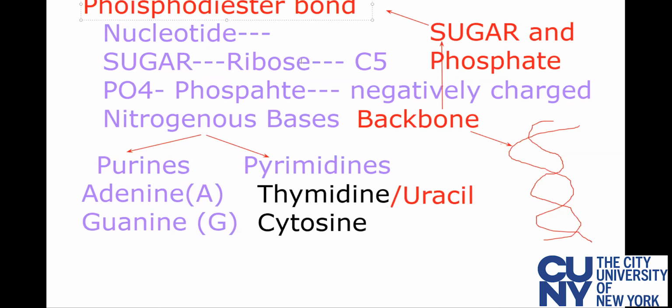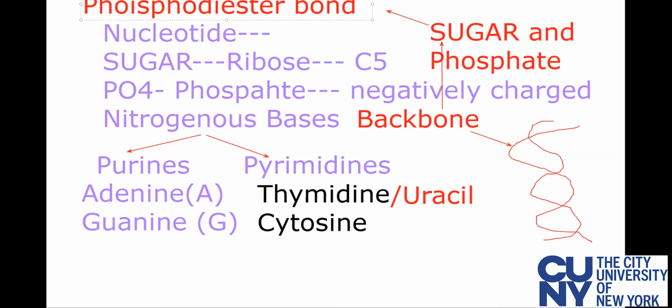Phosphate, what is the role of phosphate? Negatively charged. And then the third component, which is very important, is nitrogenous bases, purines and pyrimidines: adenine, guanine, cytosine, and thymine in DNA. In RNA, there's no thymine, it's uracil.